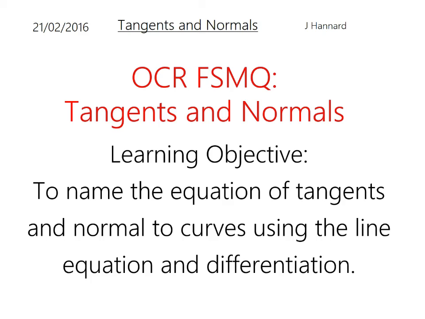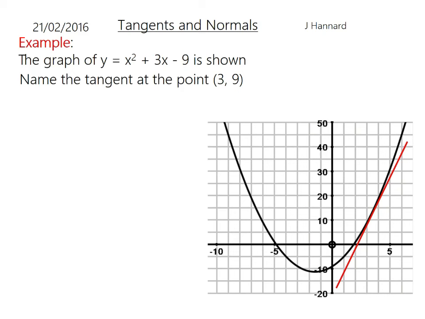involving differentiation. So the learning objective today is to name the equation of tangents and normals to curves using the line equation and differentiation. So we're talking about things that we did last lesson as well as things we did many lessons ago. But let's get into things. These are classic questions on the OCR FSMQ.